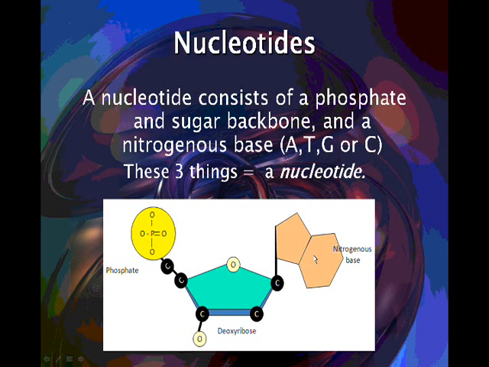A nucleotide is the nitrogen base, the deoxyribose, and the phosphate. This is the monomer of the DNA or RNA. These three things together compose a nucleotide. There are 4 different types of bases, and so 4 different types of nucleotides. There could be adenine, thymine, guanine, or cytosine. So depending on the type of base that is attached to the sugar, that is the type of nucleotide it is.